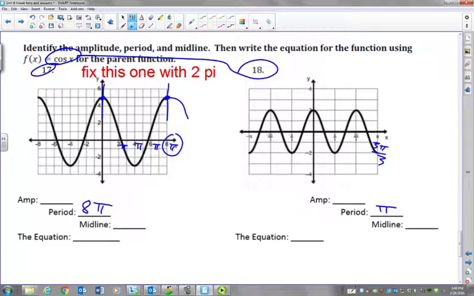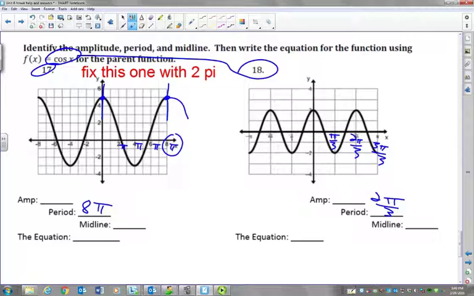Ooh, that's really strange, huh? Yeah, so it must be going by pi's over 3. 1 pi over 3. Yeah, that's what it is. 2 pi over 3. 3 pi over 3. Okay, so sorry about that. Yeah, so your period is actually 2 pi over 3 for number 18. Whew, crazy. But back to number 17.